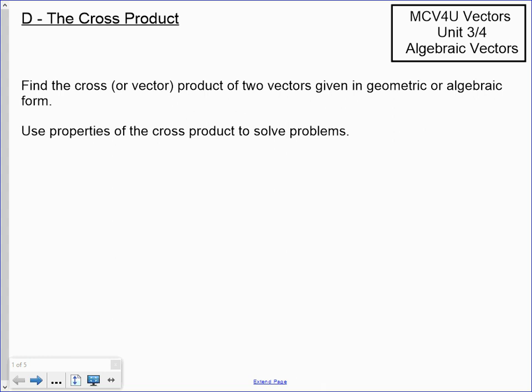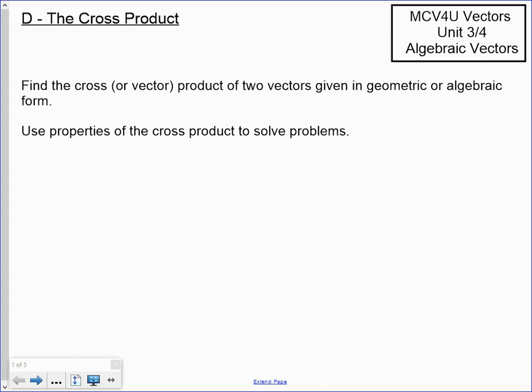So the other type of vector multiplication that we need to take a look at is the cross product. We mentioned it briefly at the beginning of the lesson where we talked about the dot product, but here we're going to go into detail just on how you use or how you determine the cross product of two vectors.